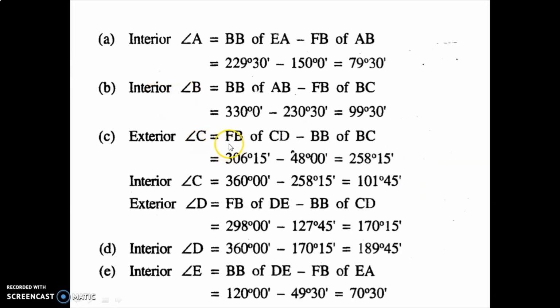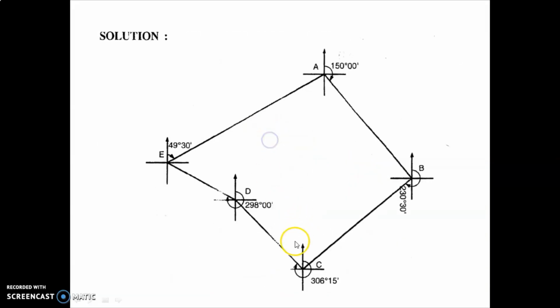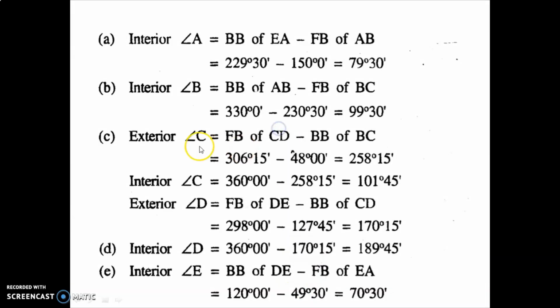Now angle C is equal to forebearing of CD minus backbearing of BC. Forebearing of CD is 306 degree 15 minute minus 48 degree 0 minute. The answer is 258 degree 15 minute. But here you can see that the angle is outside the traverse, so it is an external angle, 258 degree 15 minute. To get the included or internal angle C, you deduct this value from 360. So internal angle C is equal to 360 degree minus 258 degree 15 minute, which is 101 degree 45 minute.